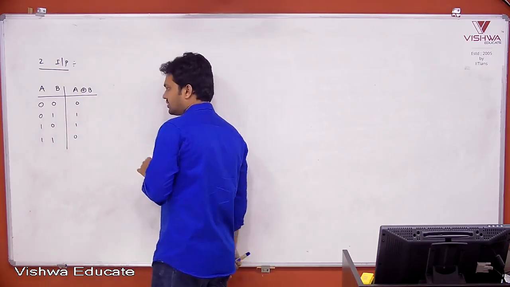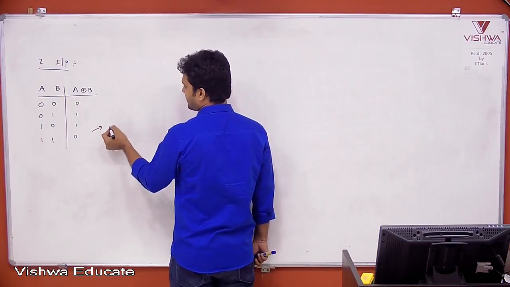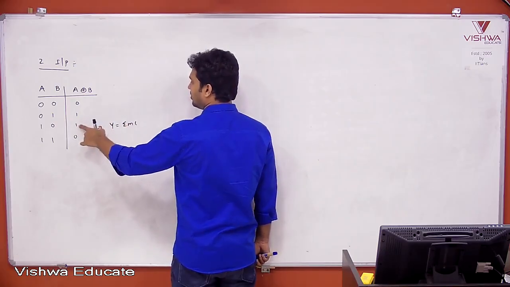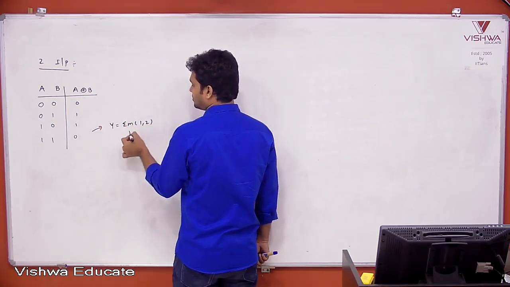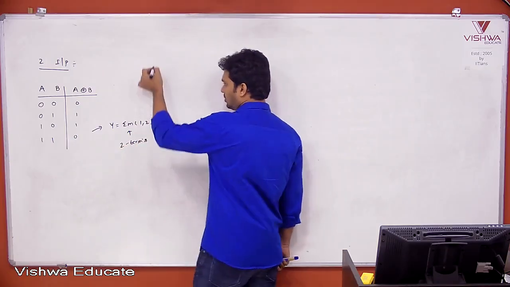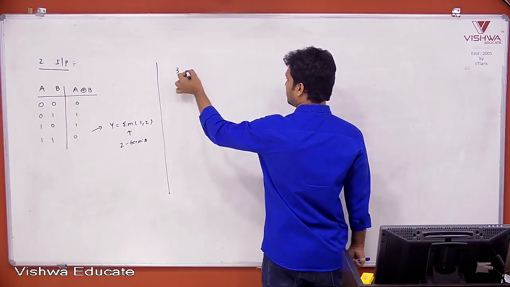This we already discussed. So what is your Y? Sigma m of the minterms 1 and 2. That is how many terms are present? 2 terms. Let us take 3 input also, then we will find some logic for this.